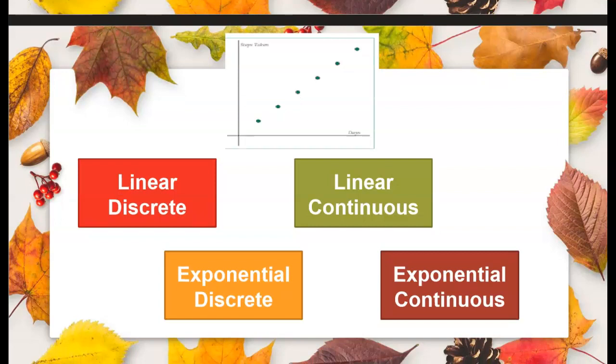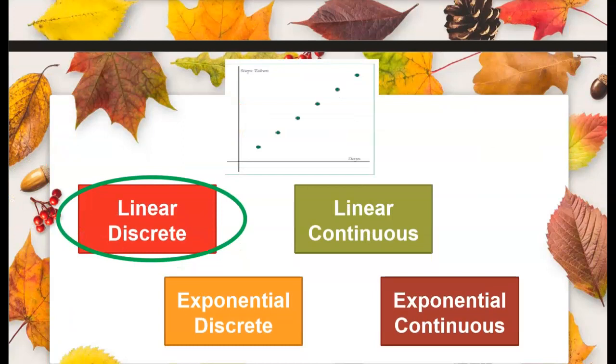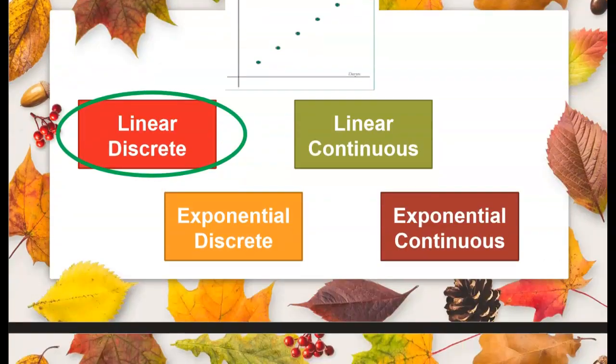And the last one of these: is this linear or exponential, and is it discrete or continuous? This is linear discrete. It's a straight line, and there are dots, so it's discrete. All right, good work on those.